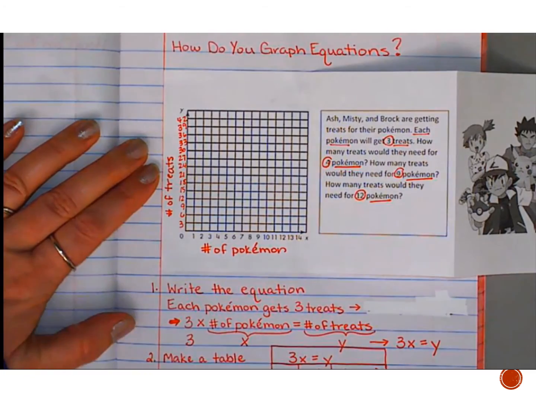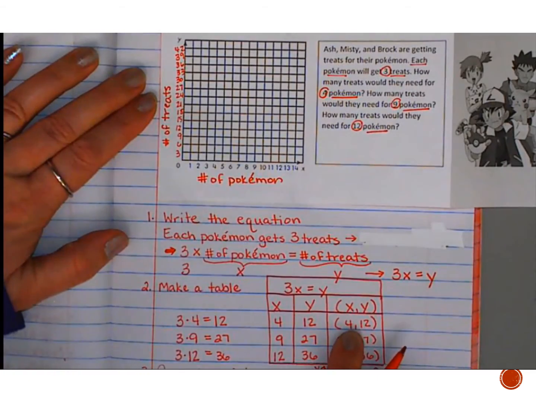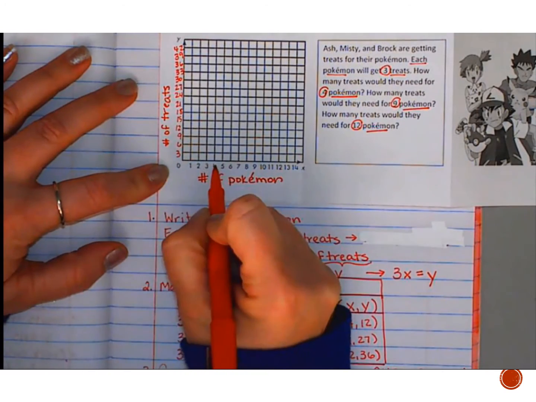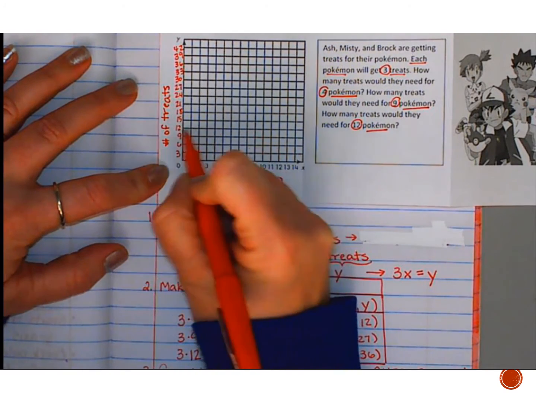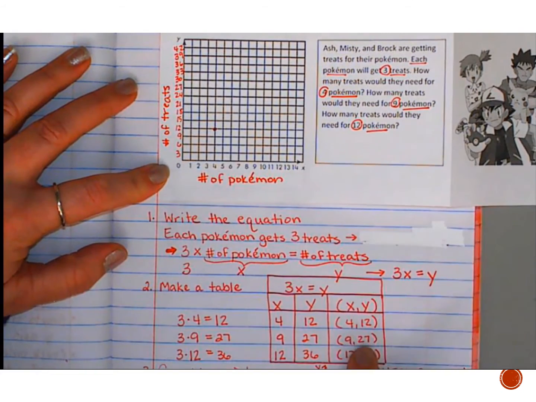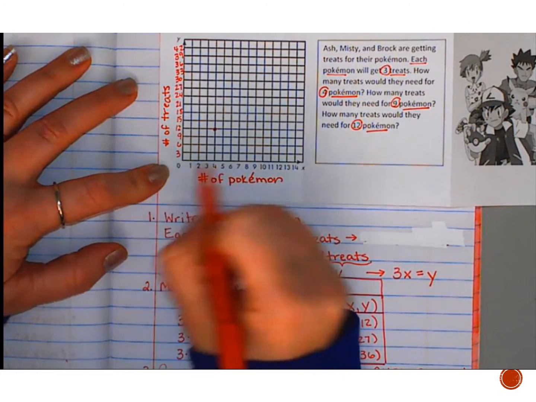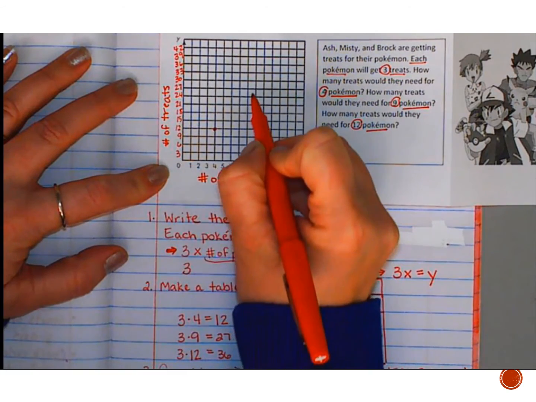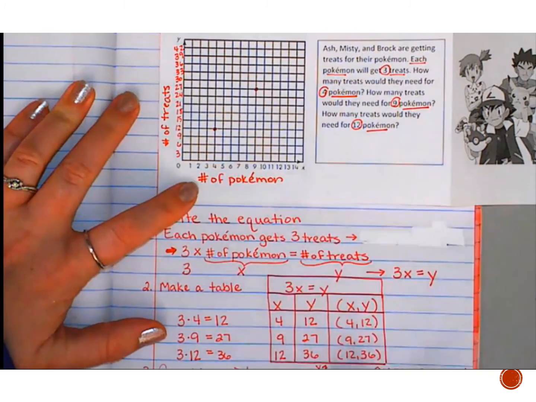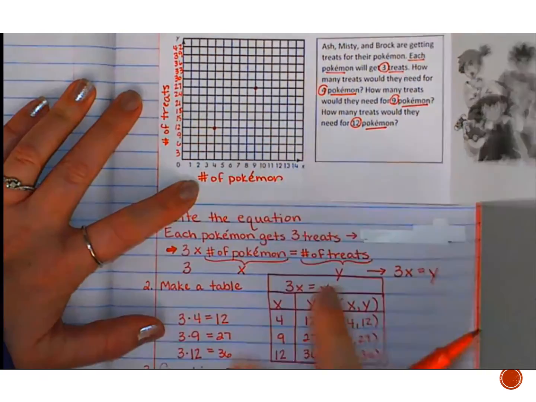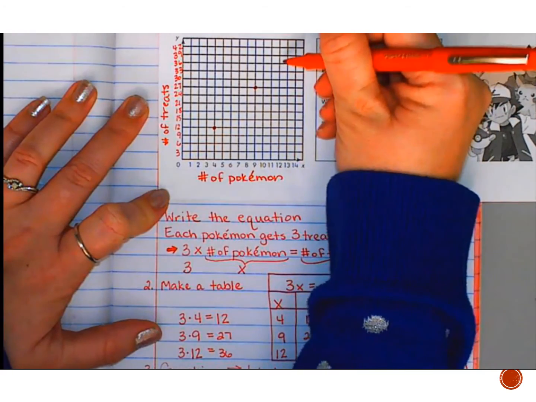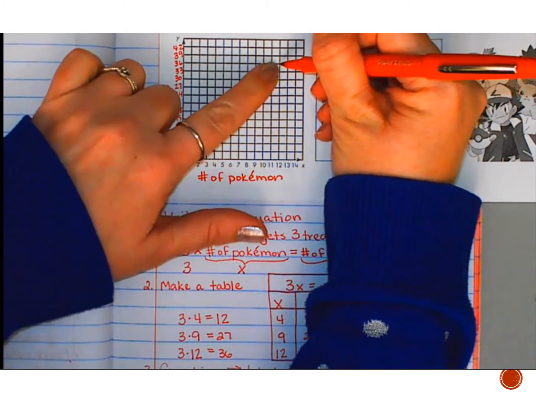So then I can come in and graph all my points. 4, 12, x first, so we run, then we jump, x over 4, up to 12. 9 and 27, starting at the origin, run 9, jump to 27. Last one is 12 and 36. Start at my origin, run to 12, jump to 36.